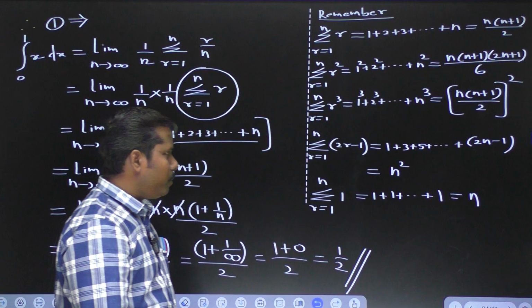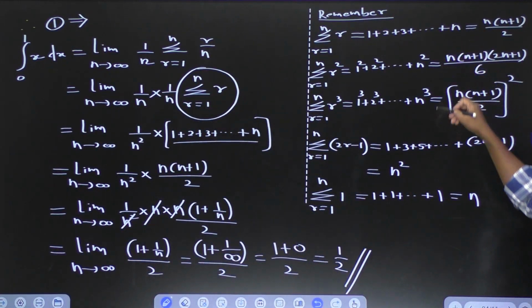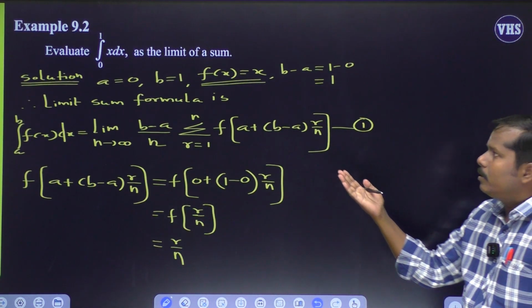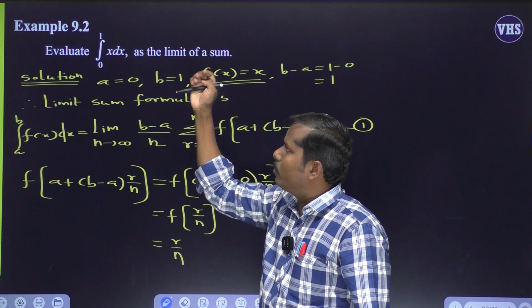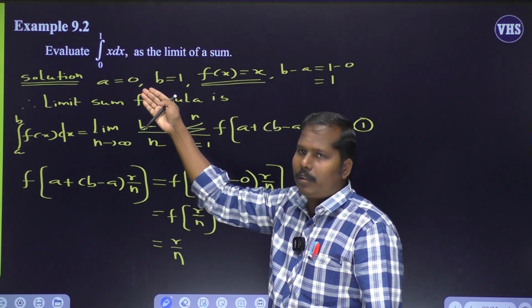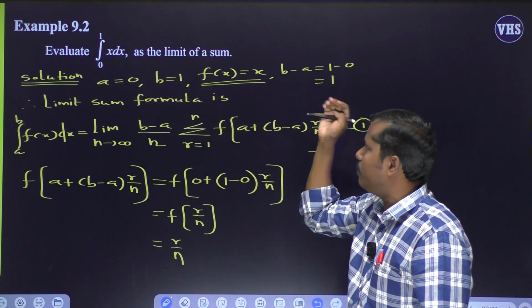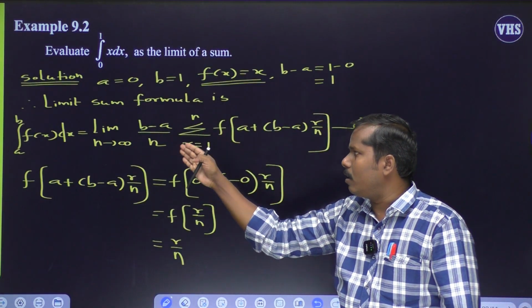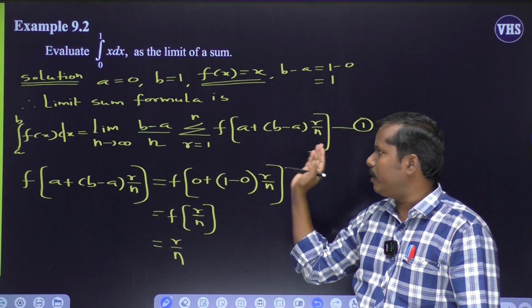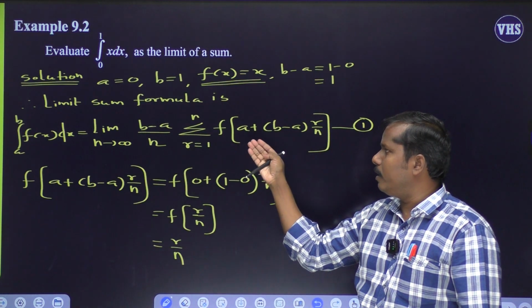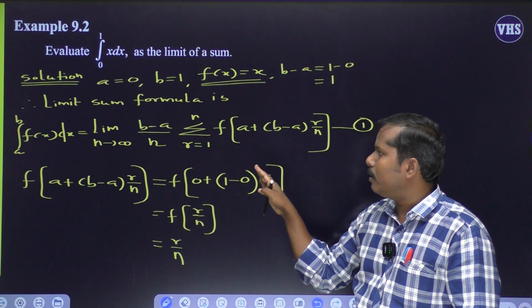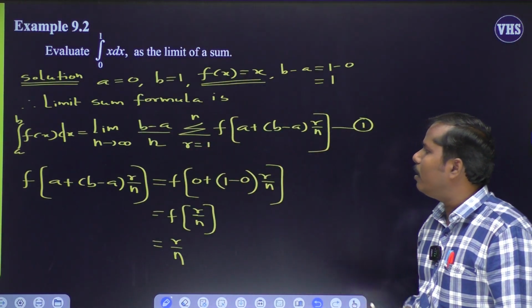So students, step by step you can easily understand. Please be thorough with these summation results. So recap: as soon as you read the problem, gather what is the a value, what is the b value, what is f of x, and calculate b minus a. Then write the limit sum formula correctly. Students, you should memorize this formula. If you commit any mistake in writing this formula, the entire problem will collapse. So you have to take utmost care in writing this formula.